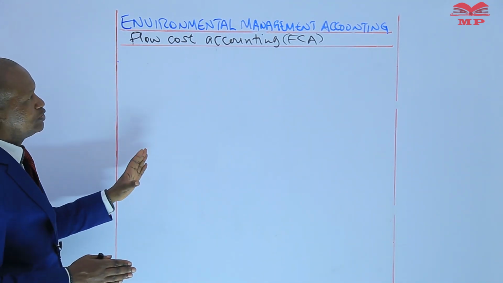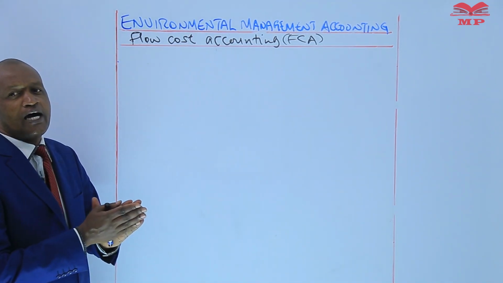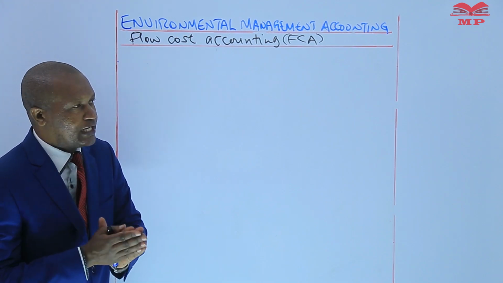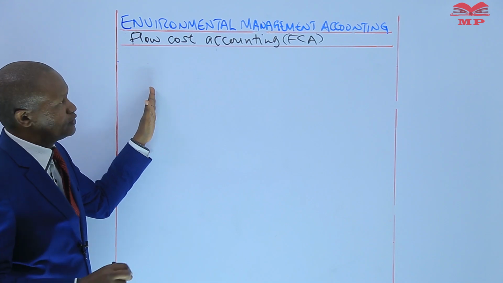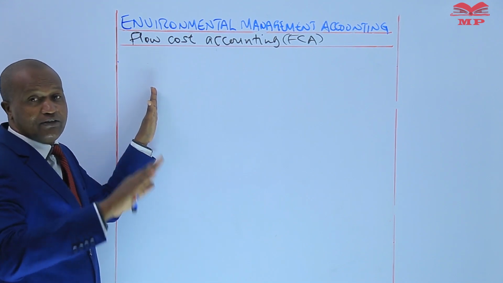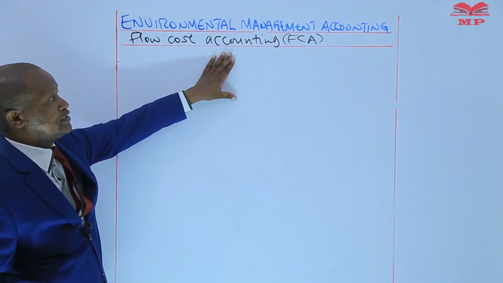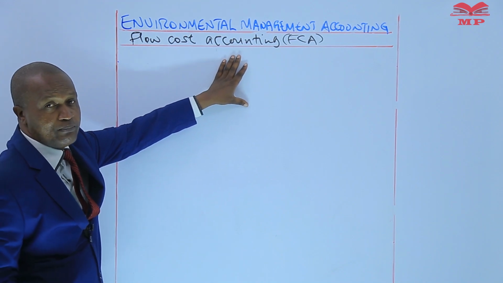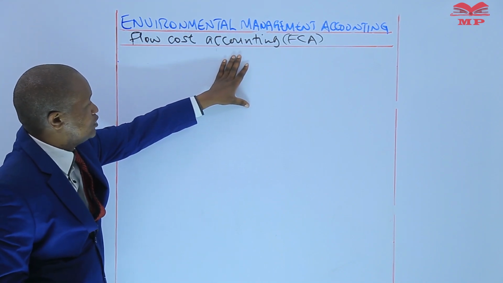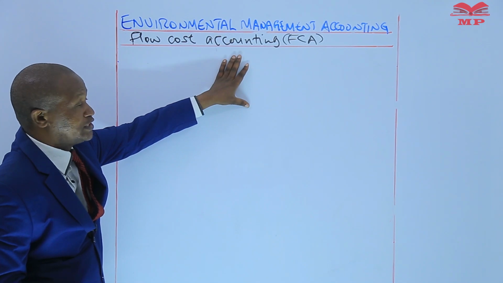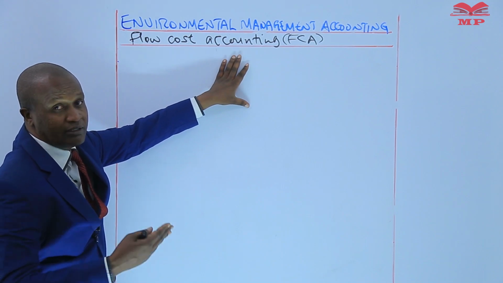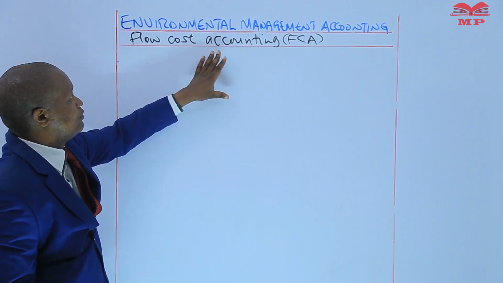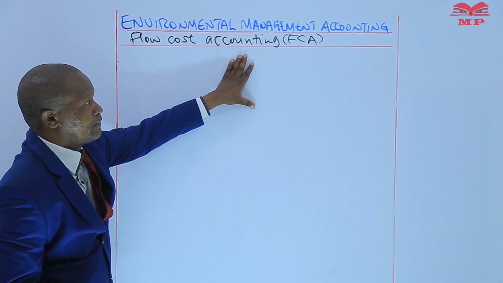In today's session, we're going to study how the flow cost accounting technique can be used for environmental costs. We also highlight the benefits and limitations of this method. Therefore, by the end of this lesson, you should be able to explain how the flow cost accounting technique is used for environmental costs and also highlight the benefits and limitations of the flow cost accounting technique.